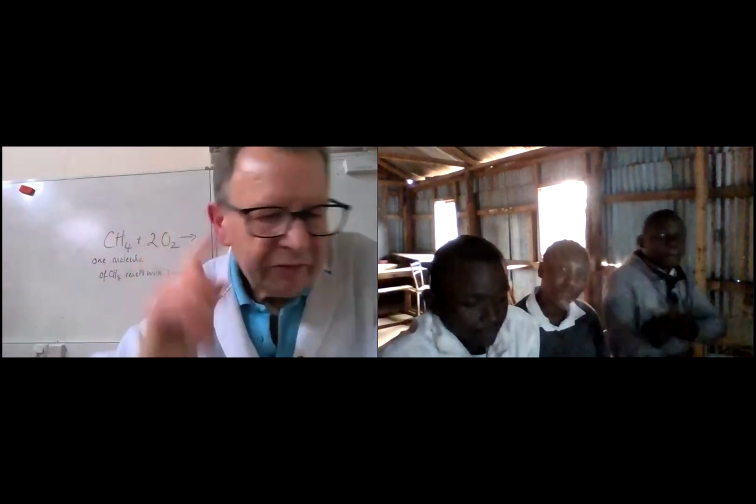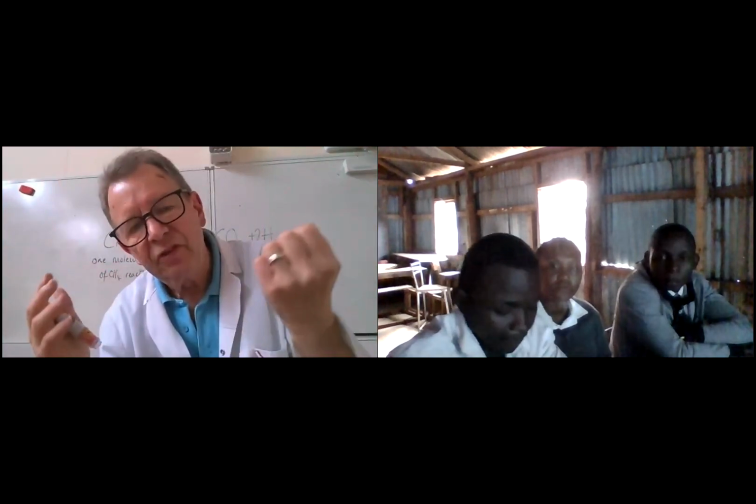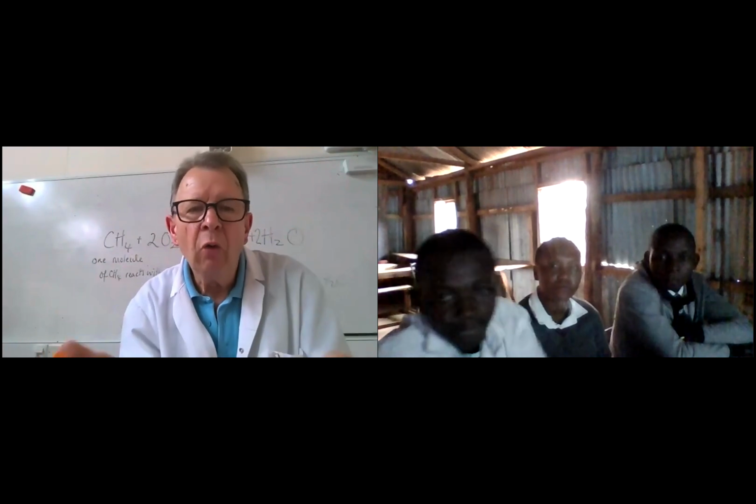Now, the mole is just a big number. You know, in a soccer team, there are 11 players. If you turn up with 5, you lose. So we don't say a soccer team of 11 players. We just say soccer team, and we know there are 11. The mole is just a number. Like a soccer team always has to have 11 players, a mole always has to have the same number.